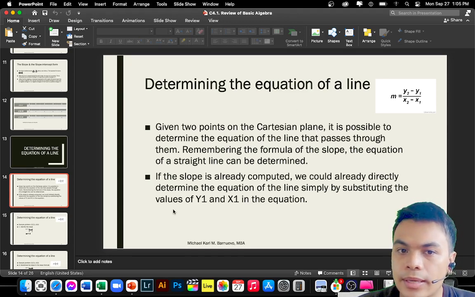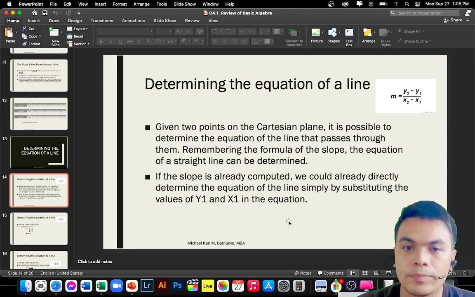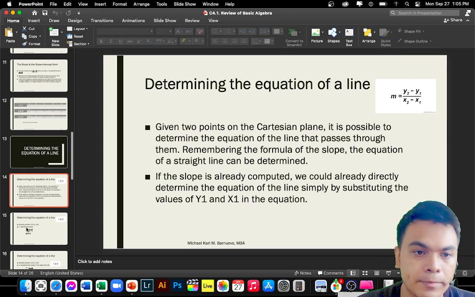Alright? So using the slope, since it is already computed, we could already directly determine the equation of the line simply by substituting the values of y1 and x1 to the equation. So we will use y1 and x1.